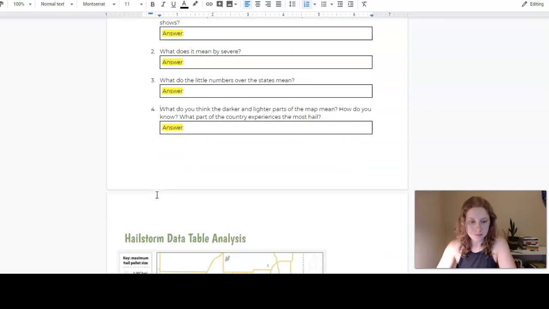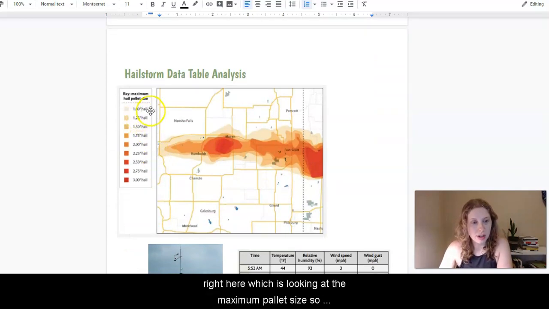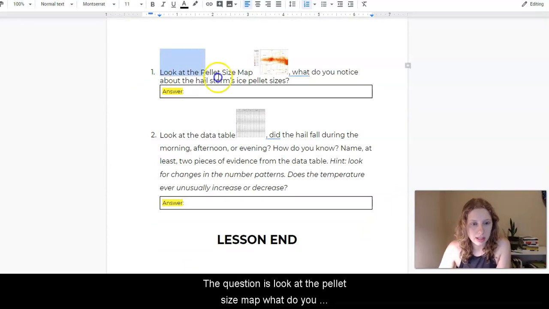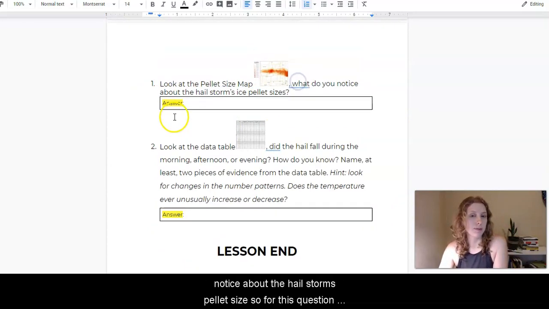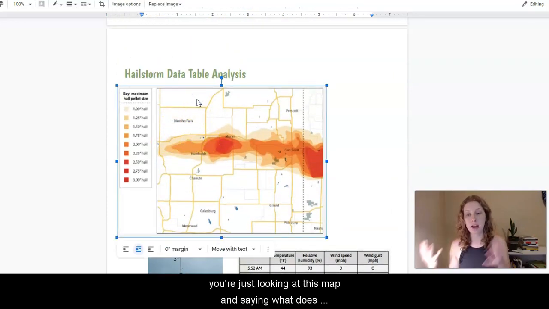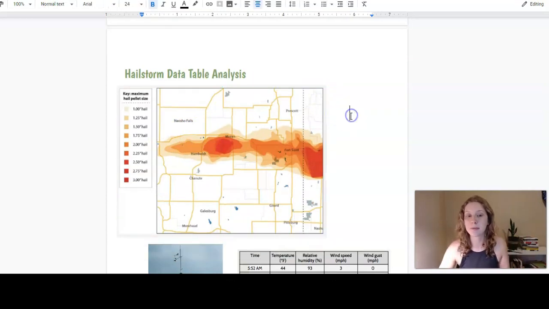The second map that we're going to look at is this one right here, which is looking at the maximum pellet size. So that is, how big is that piece of hail, okay? The question is, look at the pellet size map. What do you notice about the hailstorm's pellet size? So for this question, you're just looking at this map and saying, what does this map mean? What do you know about pellet size from this map?